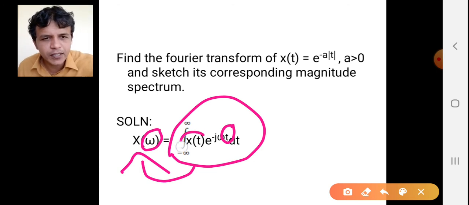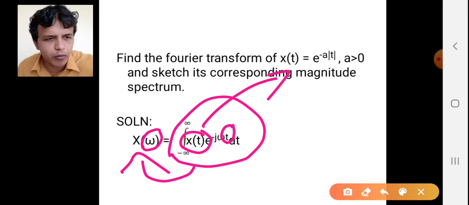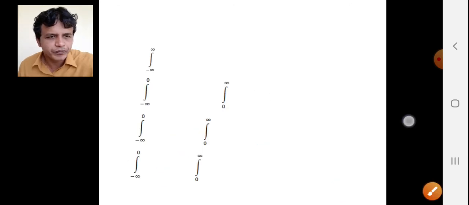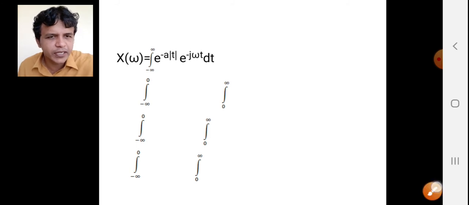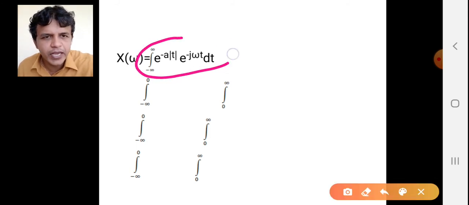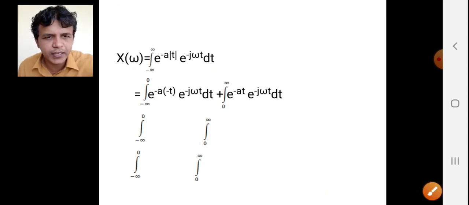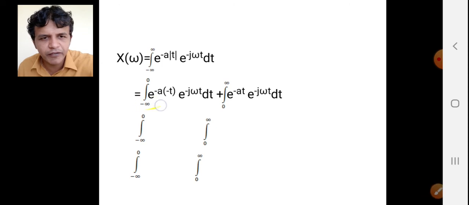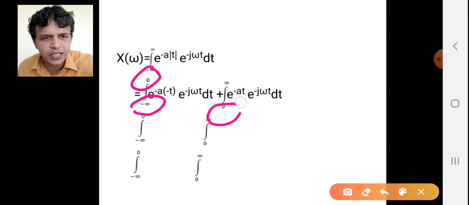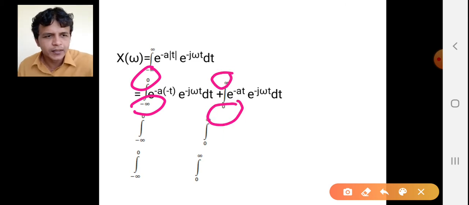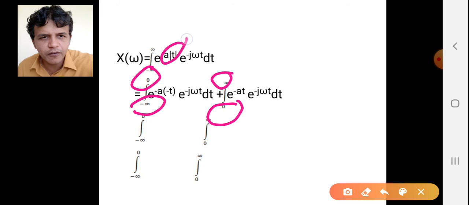In the next step, instead of x(t), we substitute x(t) = e^(-a|t|), so X(omega) = integral from minus infinity to infinity of e^(-a|t|) e^(-j omega t) dt. Next, we split the integration into two parts: one from minus infinity to 0, another from 0 to infinity. From minus infinity to 0, |t| becomes minus t, and from 0 to infinity, |t| becomes plus t.